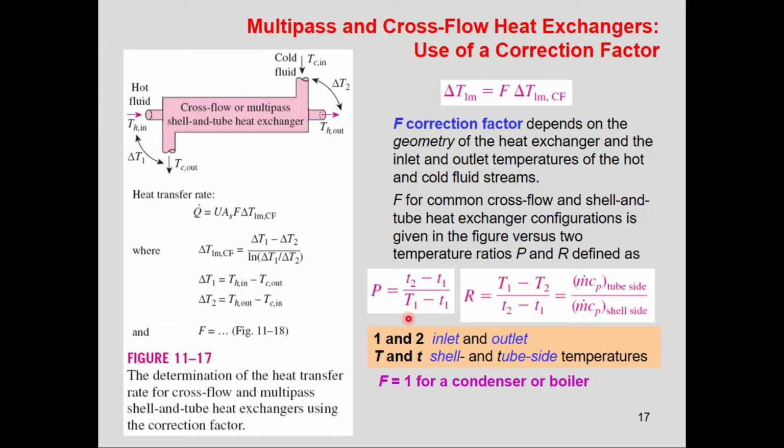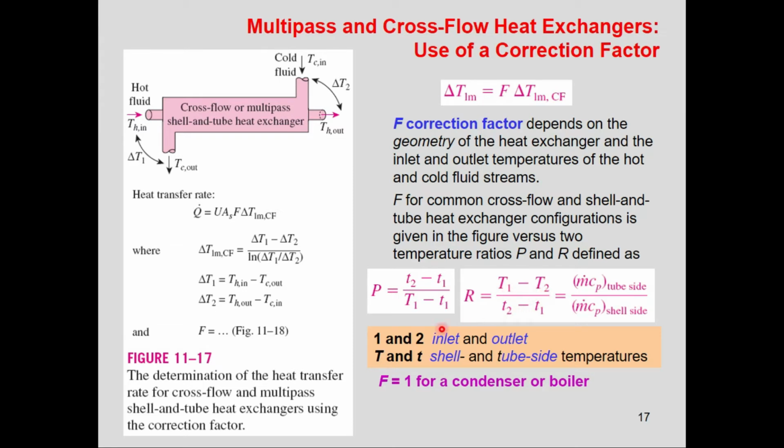This is the first temperature ratio, which is represented by P, and this is the second temperature ratio, which is represented by R. For example, this is T2, which is the outside or the exit temperature of the tube, right? And this is the inlet temperature of the tube, and this is the inlet temperature of the shell. Capital T is used for the shell side, and 1 stands for the inlet and 2 stands for the outlet.